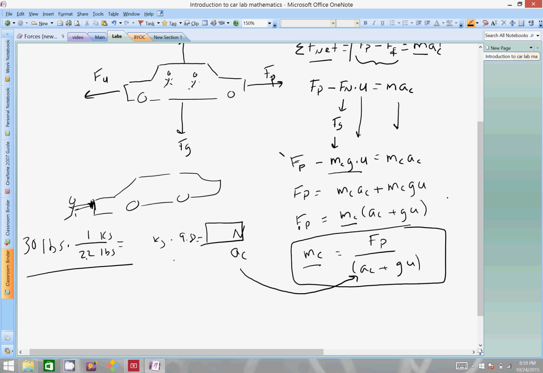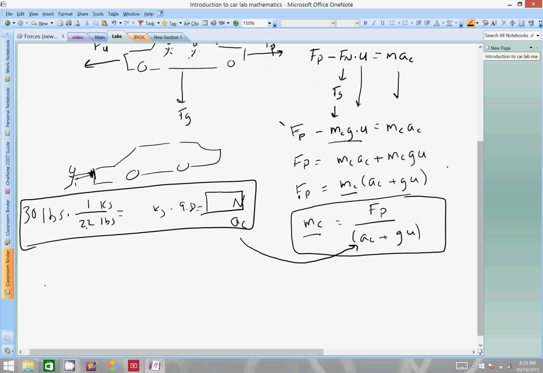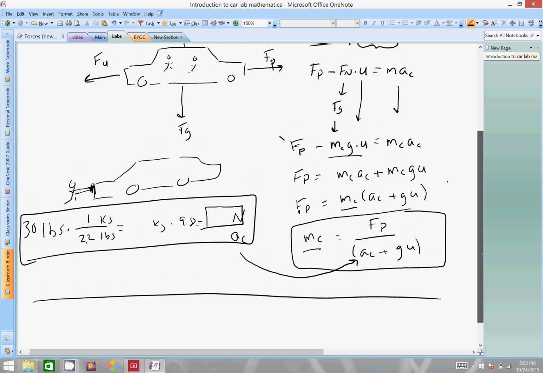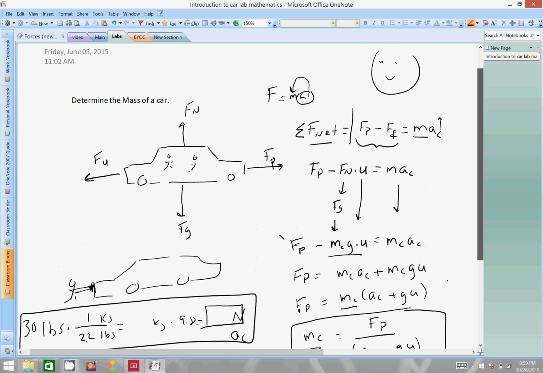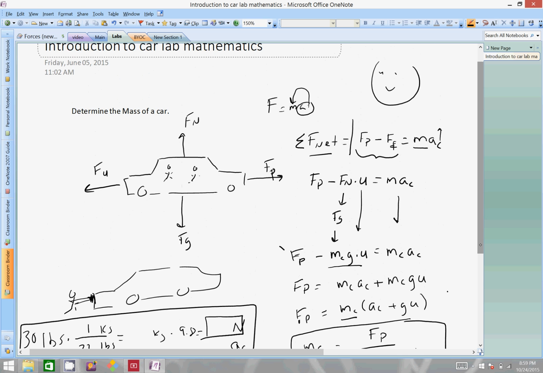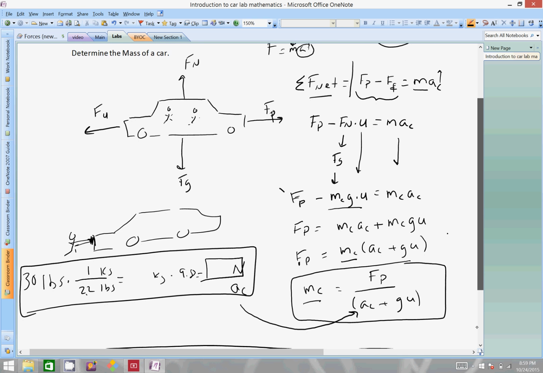So that's important if you're doing this lab. That's the mathematics of this particular lab. Other things that are important, we'll highlight in a different video. And we'll stop there. That's the mathematics, an important part right there.